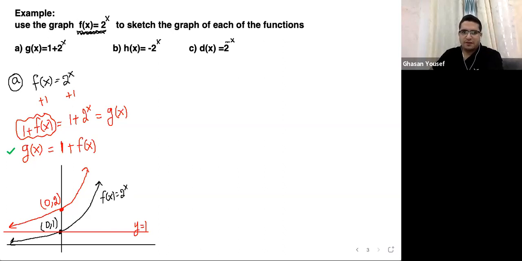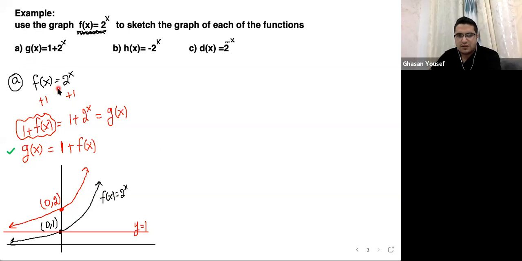So to graph the original function, this is a review, but look, the question is: graph the function g of x equal 1 plus 2 to the power x. First of all, to graph something like that, you have to write the original function, f of x equal 2 to the power x. Then you have to modify this function. You have to add, subtract, or plug in some values instead of x to make it similar to g of x.